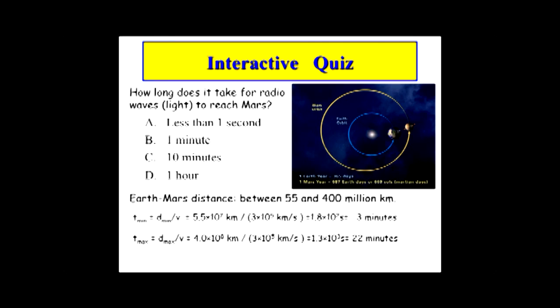And notice that neither answer is exactly right, because who cares? It depends on where Mars is in the orbit. And we're not trying to get the answer to the nearest nanosecond. We just want to know roughly, is it minutes, hours, days, centuries? And the answer is it's a few minutes. So when the NASA engineers are commanding the rovers on Mars, they have to send the signal to the rover several minutes before the rover will even receive the message.